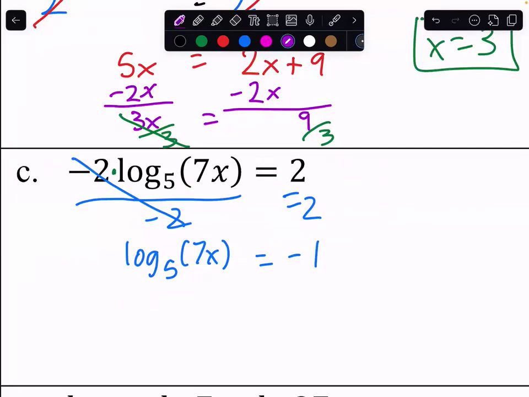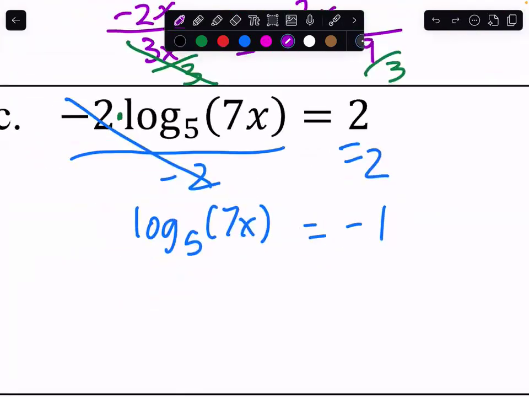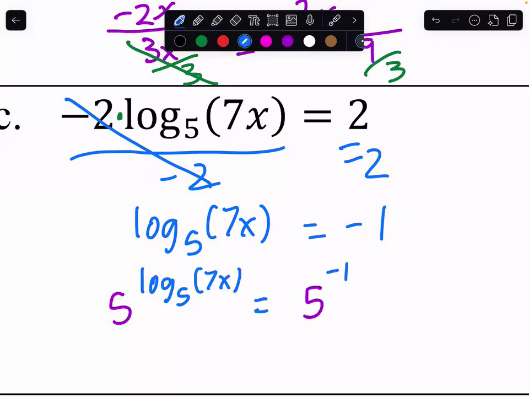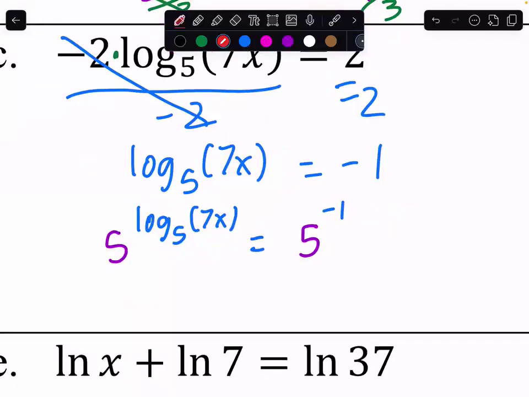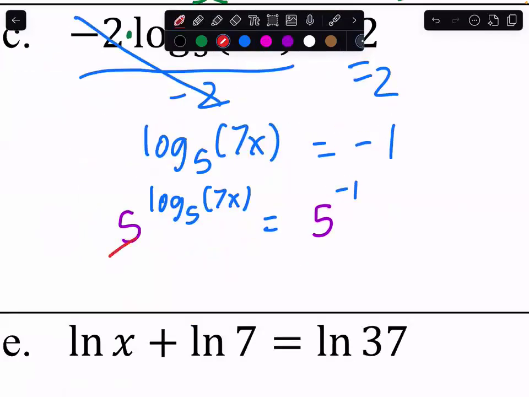Now that the logarithm is by itself, there's nothing in front of it, there's nothing behind it. Now we can undo the logarithm by doing an exponent, by making both sides an exponent, I should say. Because the base of the log is 5, we're going to do 5 to the power of both sides. Again, the whole point is that 5 to the power of log 5 cancels out, leaving the 7x behind.